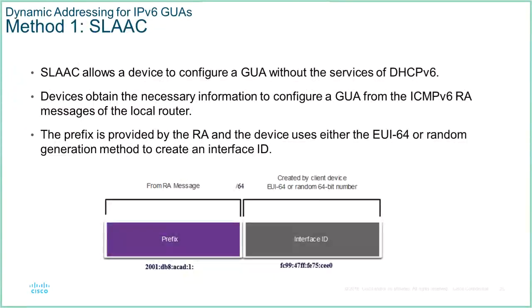Devices that obtain necessary information via the GUA with the advertisement messages from the local routers, and basically they'll get given their IPv6.